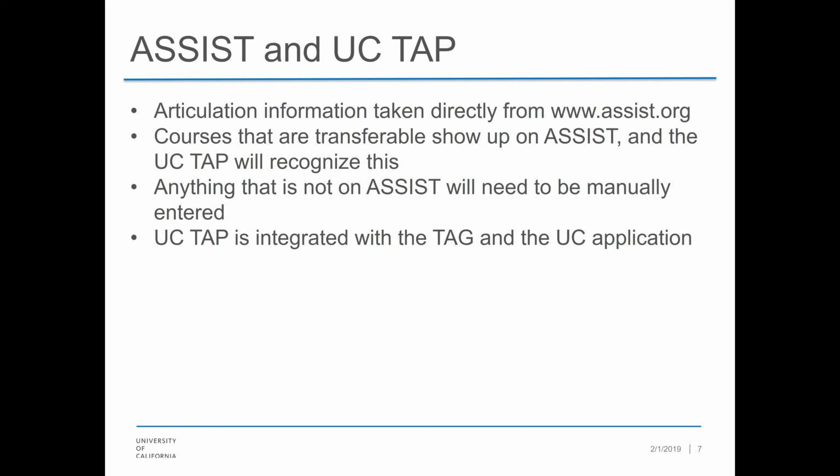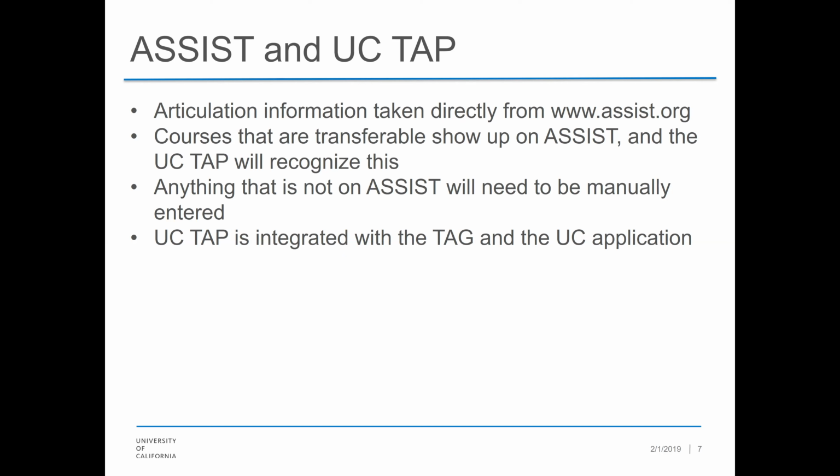Actually, I'm sorry, let me backtrack a little bit before I go to the updates. Another great thing about the UCTAP tool is that the assist.org articulation agreements are built into it. So students don't need to go between assist.org and UCTAP to determine if a course is transferable. The UCTAP tool already utilizes the Assist articulations. Students can simply enter the courses they're taking, and if it is transferable, it will indicate that for them in the UCTAP tool. When we do the live demo, I'll show you how that looks.